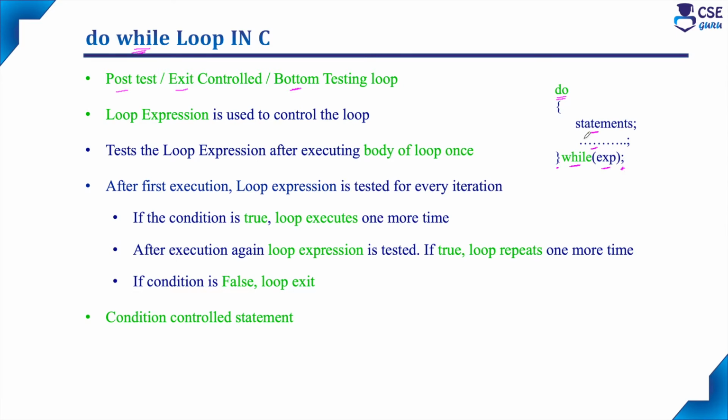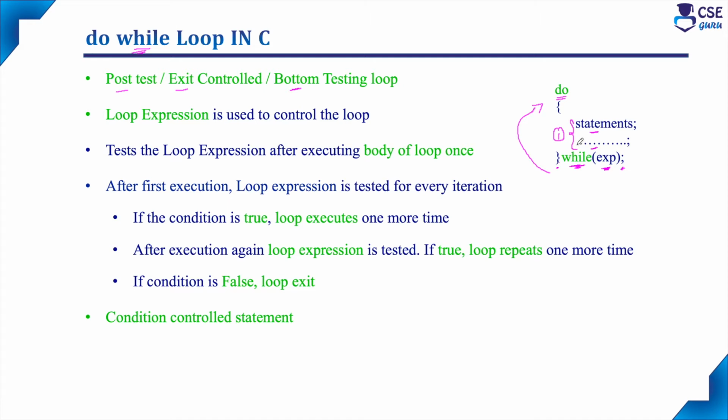In do while loop, by default, the body of the loop will execute one time. After execution only, the while will test the loop expression. If the loop expression is evaluated to true, the body of the loop will execute one more time. At the end of the body of the loop, again it will test the condition. Whenever the condition is true, the body executes again. But by default, the first time, without checking any condition, the body of the loop will execute.